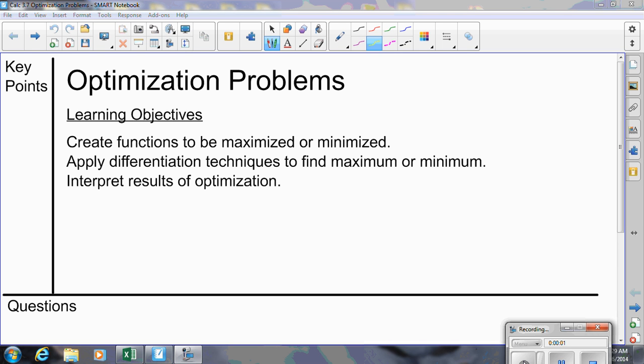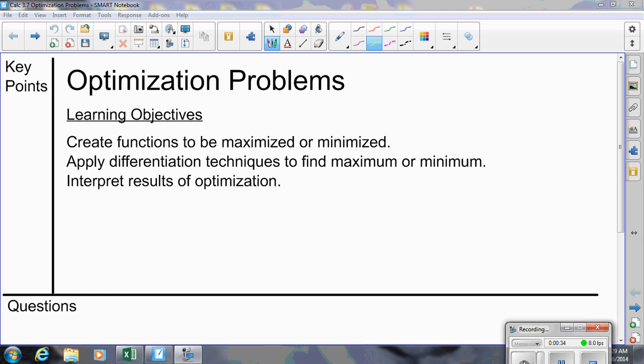In this video, we are going to discuss optimization problems, which frankly, when it comes to working with differentiation, is one of the major applications for why we do derivatives at all. Our learning objectives are based entirely on application problems. We'll look at a lot of word problems and try to create a function which we will have to find its maximum or minimum, its absolute maximum or absolute minimum.